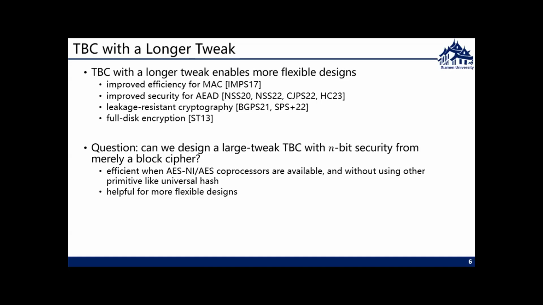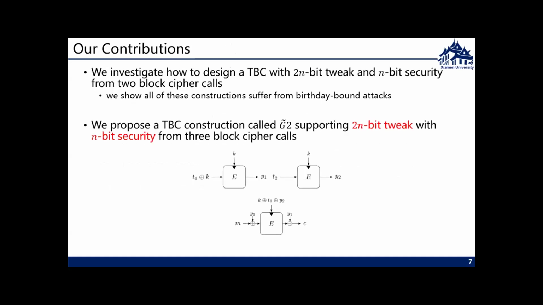But why do we want to go in this direction? Because a TBC with a large tweak can enable more flexible designs. In recent years, there are many designs that use a large-tweak block cipher to build MACs, AEAD, and disk encryption. With a large tweak, we can improve the security of the MAC, or improve the security of AEAD, or it may be more convenient to design leakage-resistant cryptography. So the question is: can we design a large-tweak TBC with beyond-birthday security from merely a block cipher? If we have this kind of construction, it can be efficient when an AES coprocessor is available, without using other primitives like the universal hash, and it will be helpful for more flexible designs. So here is an overview of our construction.